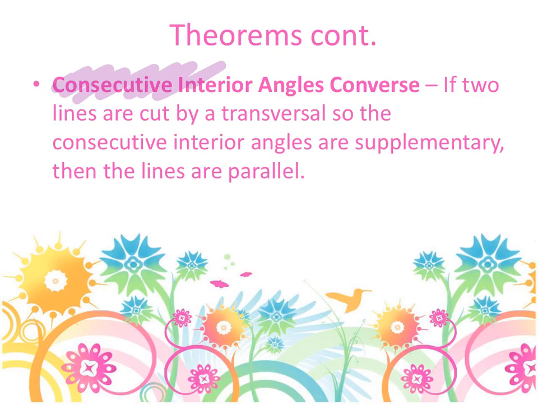All right, consecutive interior angles converse, the last pair of special angles. This time, remember, consecutive interior was supplementary. So if the lines are cut by a transversal so that the consecutive interior angles are supplementary, then the lines are parallel. So this one, just like the reverse of it, has to be supplementary while the other ones are congruent.